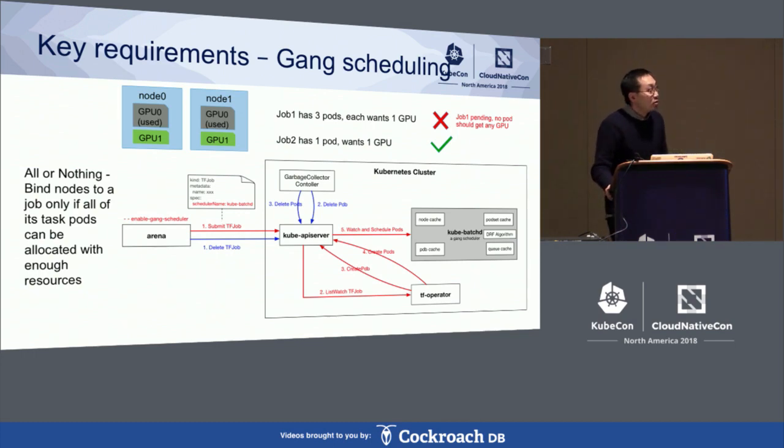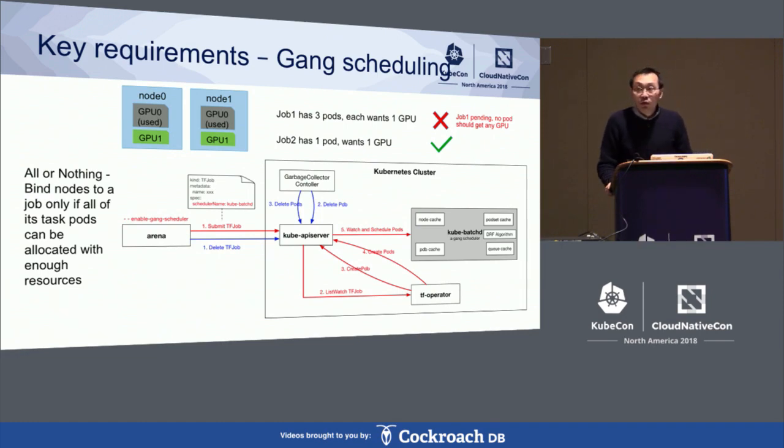So gang scheduling is to make sure that job 1 cannot be allocated any resource and is always pending. In that case, job 2 has some chance to keep on running, and job 1 is still waiting for enough resources.